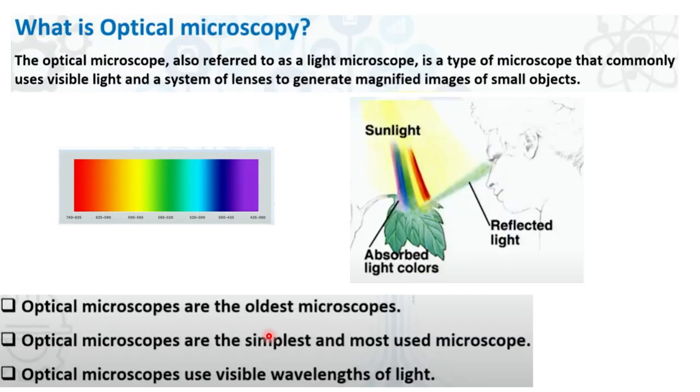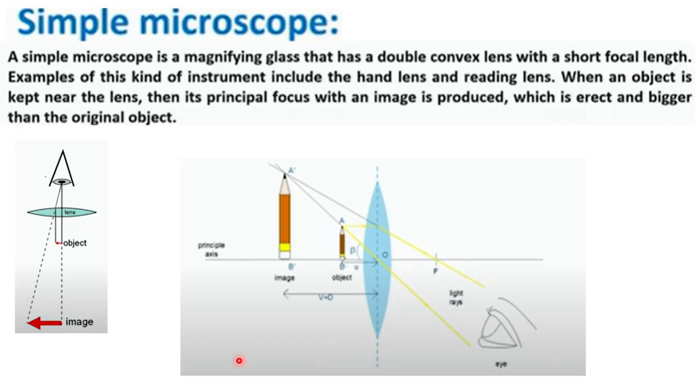And this is the oldest microscope, and optical microscopes are the simplest and most used microscopes. These have two basic phenomena. It is the simplest one, and we can magnify it just by changing the number of lenses, and also we can create different contrast. And here we use the visible wavelength of light to see the object.